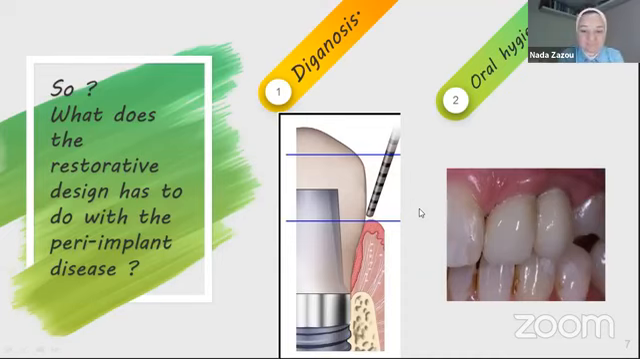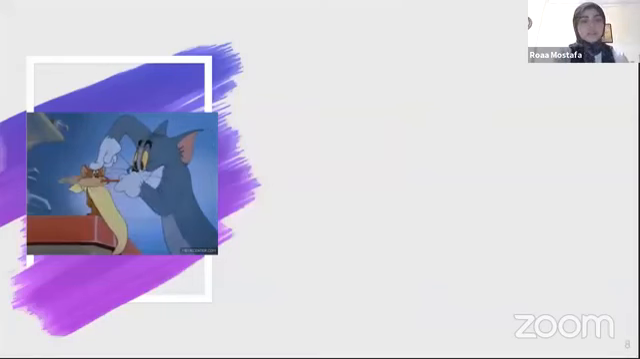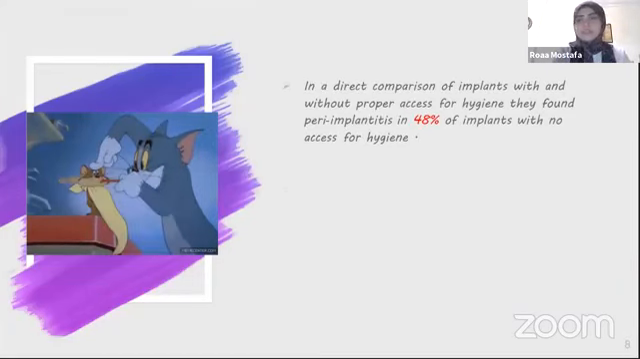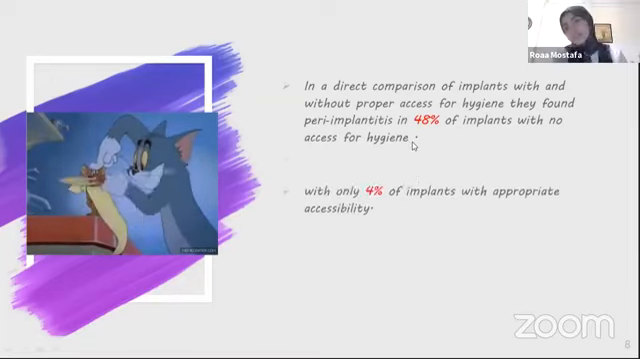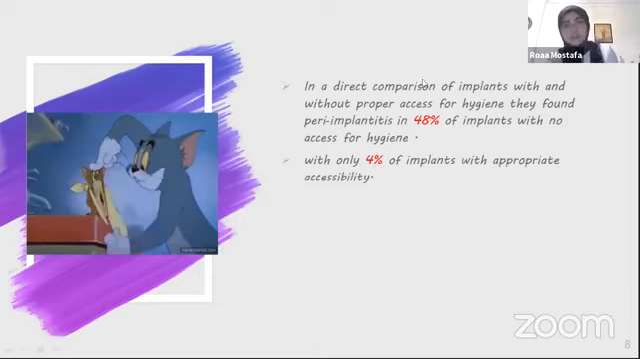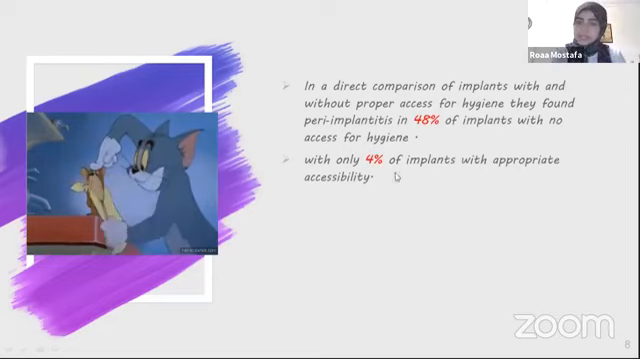Yes. So talking about the oral hygiene, we're going to review some of the studies that had been done before about this issue. Okay, oral hygiene. First of all, in a direct comparison of implants that have proper access for hygiene and implants that do not have proper access for hygiene, peri-implantitis occurs in 48% of implants that do not have access for hygiene, and only 4% in implants that have proper access for hygiene.